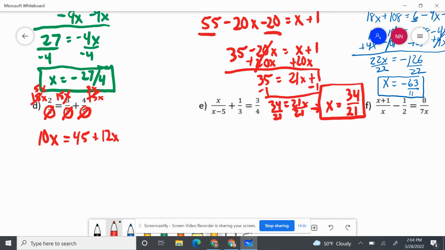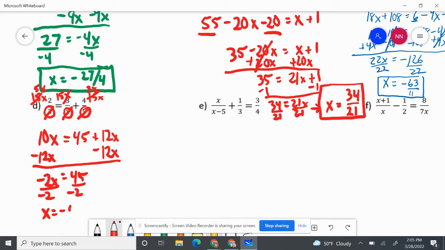I'm going to get the x's on one side, so I'm going to subtract the 12x. And I get negative 2x is equal to 45. I divide it by negative 2, and x is equal to negative 45 over 2.